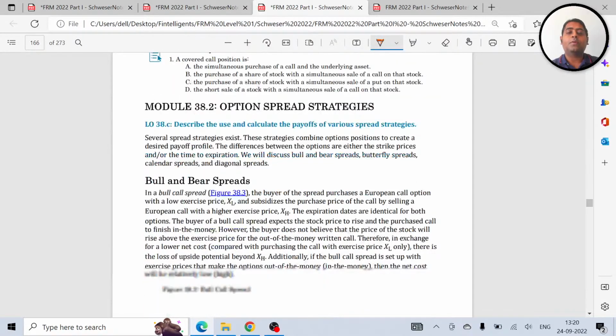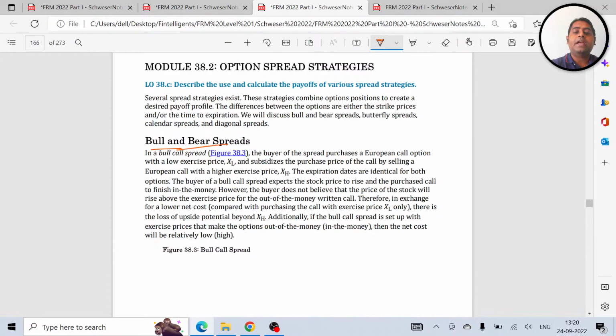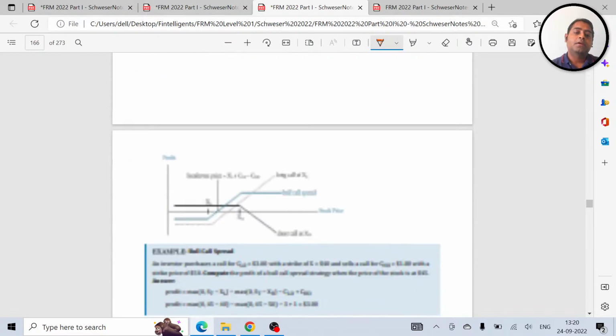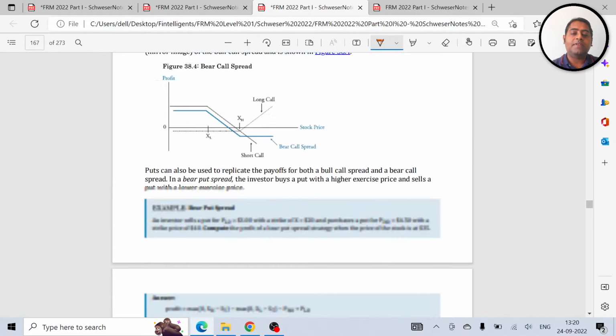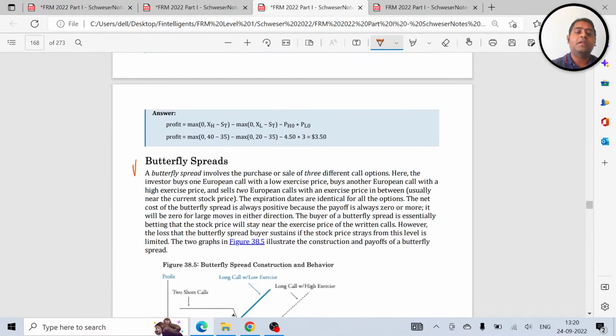Moving towards the option spread. So bull spread and call bear spread. They are important, but when you compare other strategies, okay, butterfly spread is more important as compared to these two. But I'm just highlighting that, okay, this is also significantly there. Important part is your butterfly option, butterfly spread.